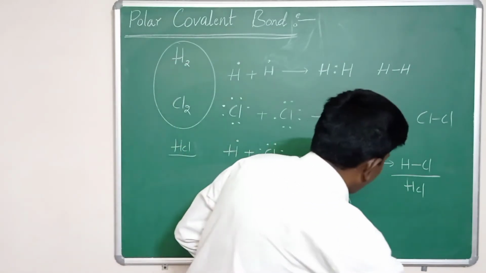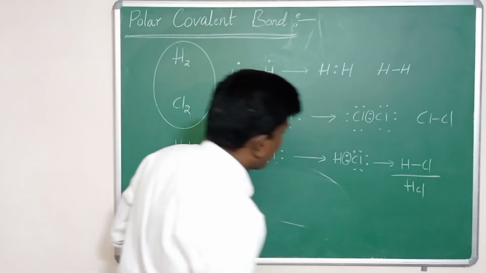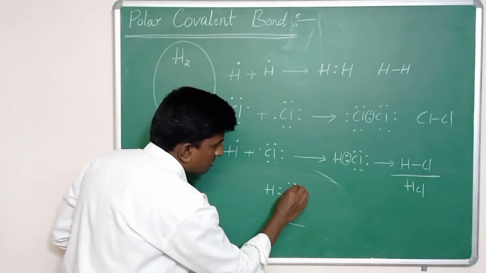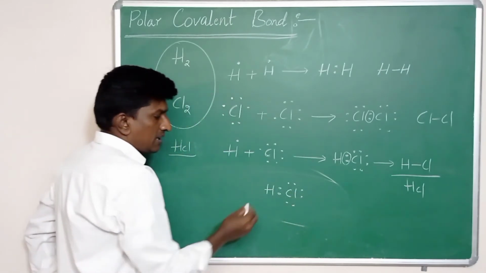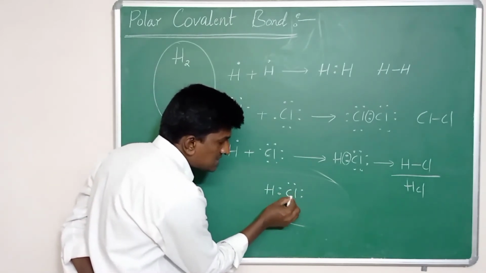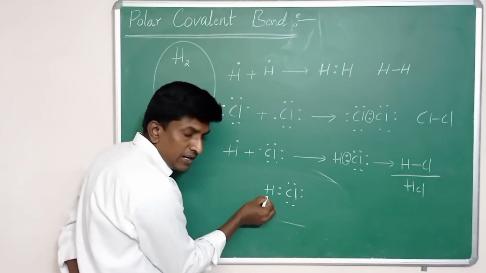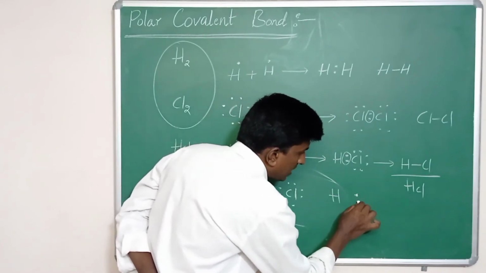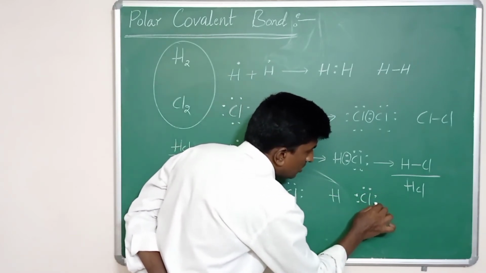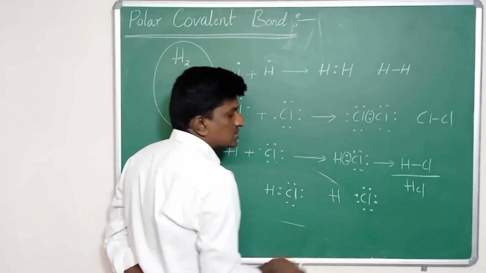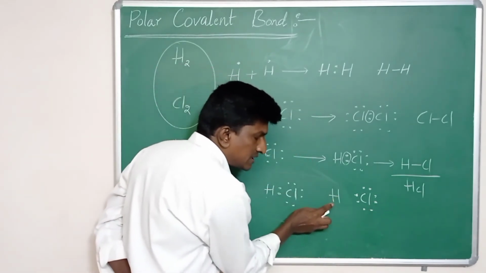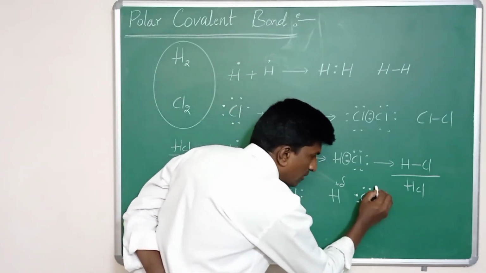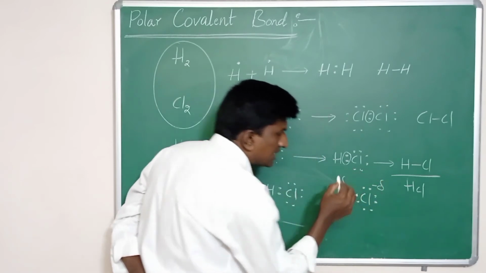Here, in the formation of hydrogen chloride, chlorine has higher electronegativity than hydrogen. So what happens? The chlorine attracts the bond pair electrons more than the hydrogen. Due to this, hydrogen slightly gets a positive charge and chlorine gets a slightly negative charge.